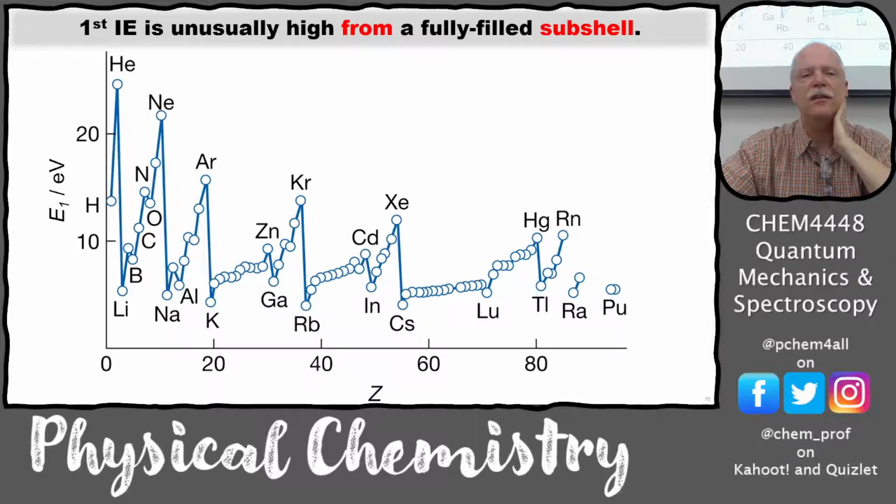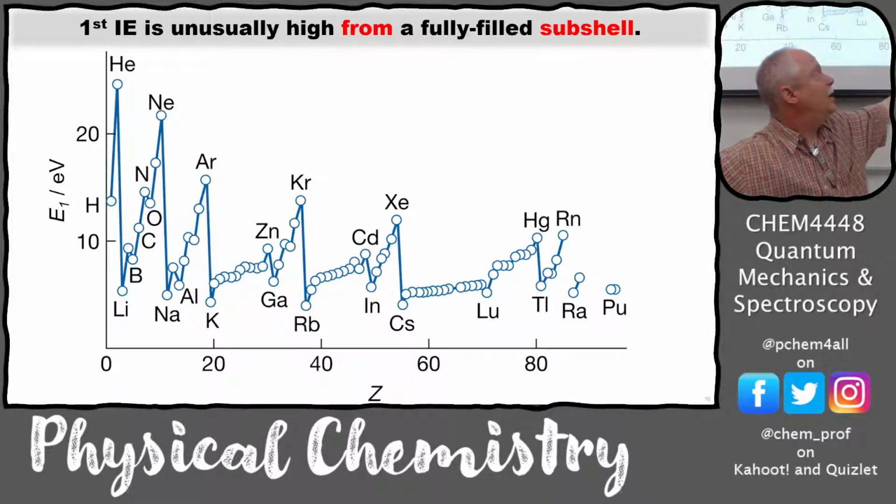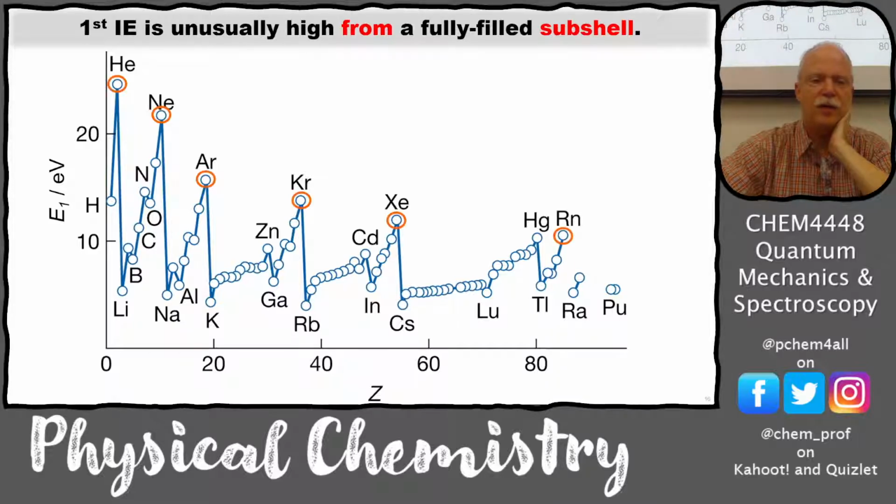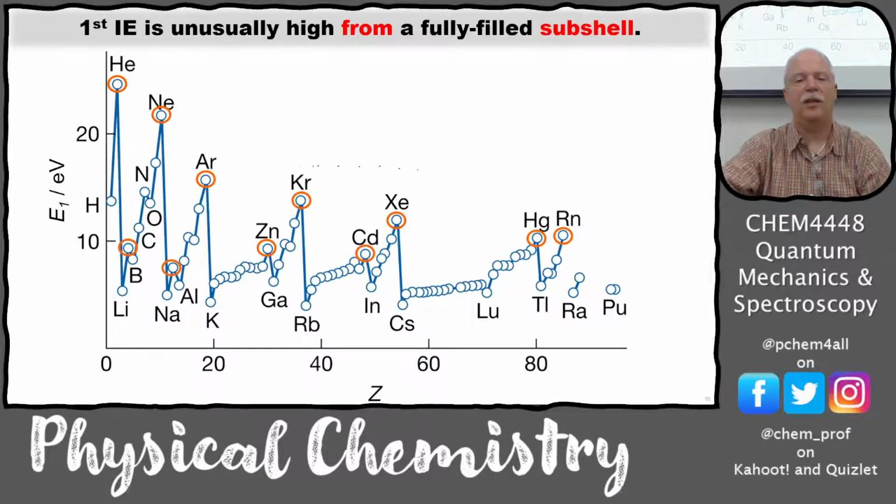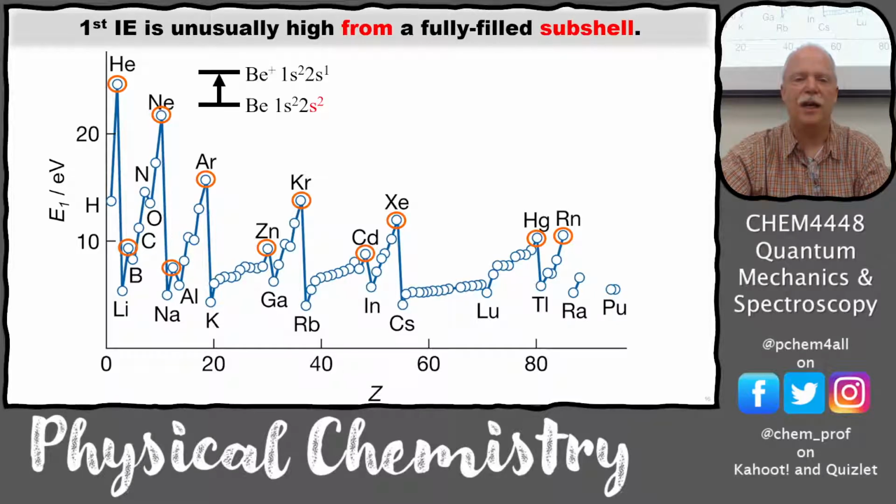Now let's look at this. The first ionization energy is unusually high from a fully filled subshell. So we know the neon, argon, krypton, and all of those are fully filled, but we also have the beryllium group, see beryllium down, and then the zinc group. So we have the noble gases, those are fully filled, but we also have the group 2 elements, and we have the d10 elements, so zinc, cadmium, and mercury. You see how high those are? They're almost up there with the noble gases because we have that d10. We have a fully filled subshell, and those are pretty difficult to ionize.